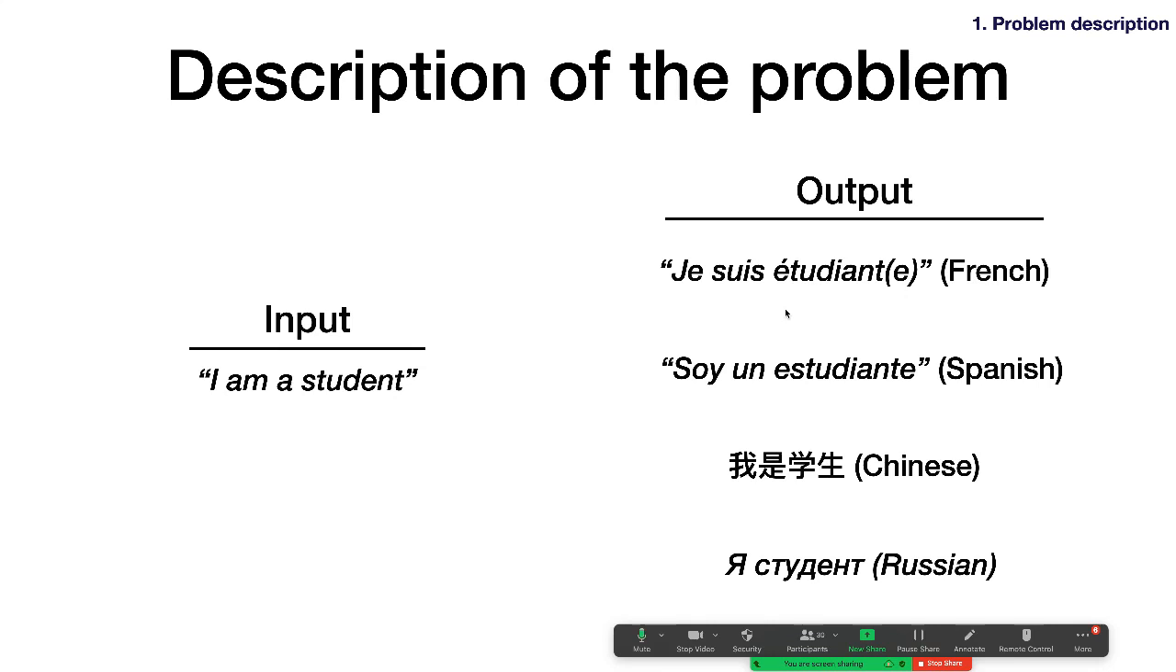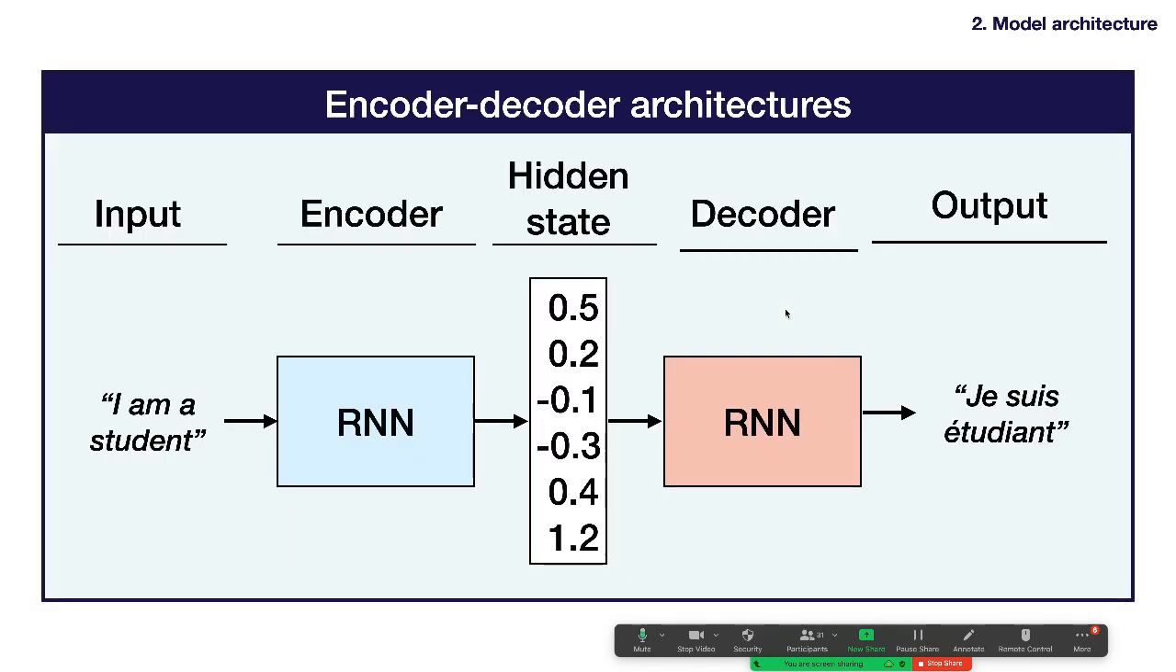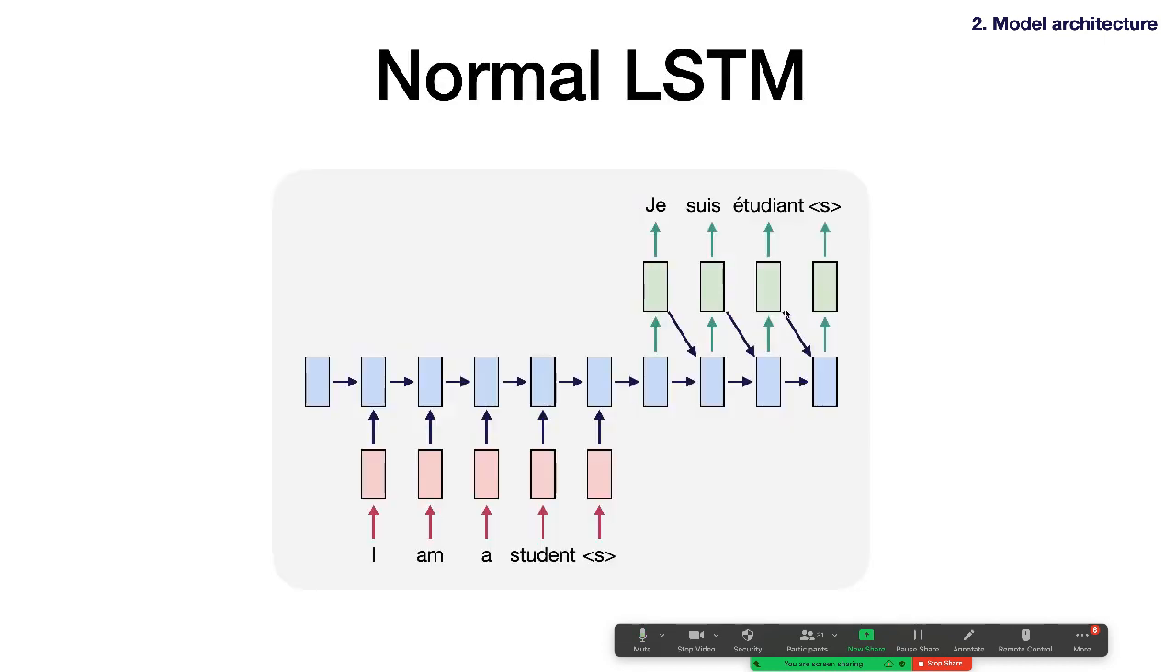So starting from the problem, again, we're working on machine translation. The goal is to translate a sentence from one language to another. And the architecture that they use is motivated by the same encoder-decoder architecture that we talked about earlier. This is how this would look if this is all they did, an encoder-decoder with a regular LSTM.